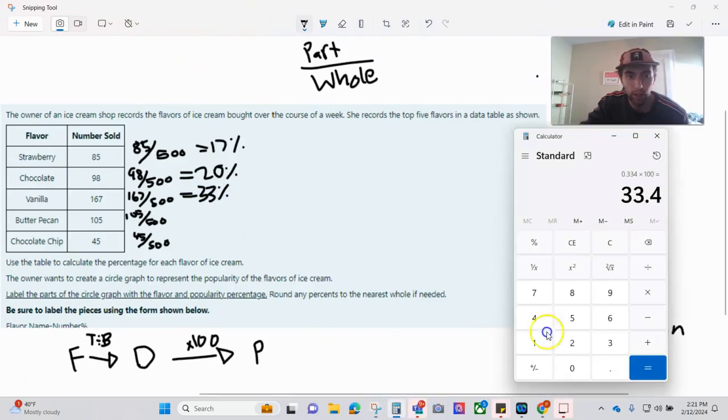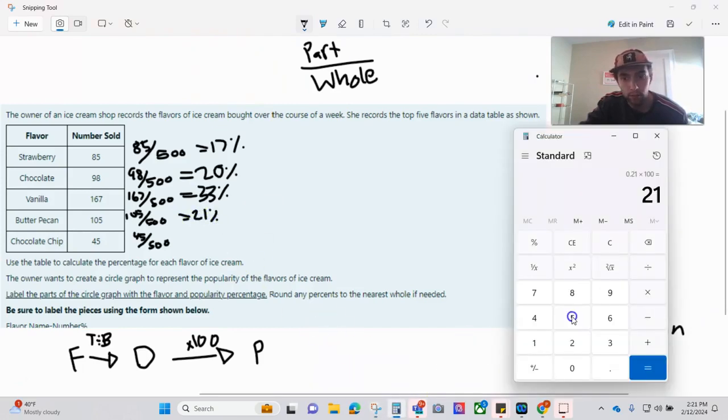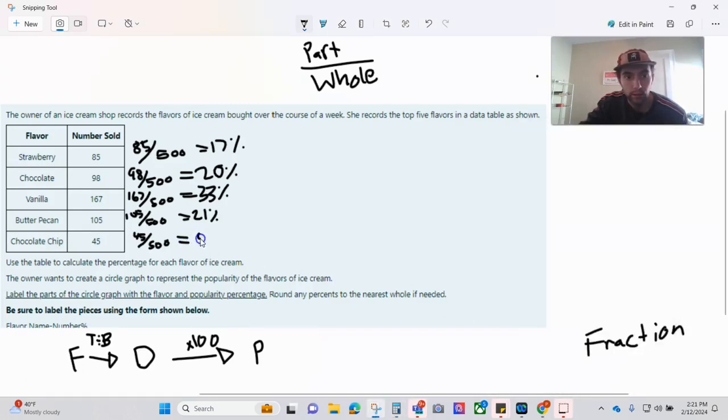Now what about 105 out of 500? 105 divided by 500 is 0.21, times 100 is 21%. Now 45 divided by 500, turn it into a decimal. Now times it by 100 to turn it into a percent. 9%. And does this all equal 100? That's 30, 50, 67, 100. 100%. Now we got percents.